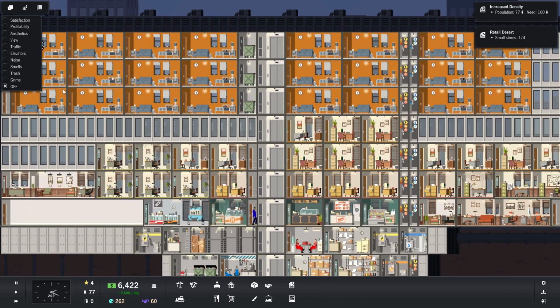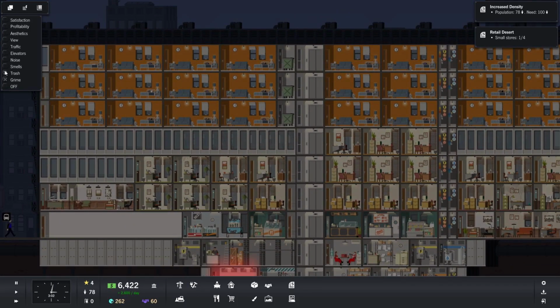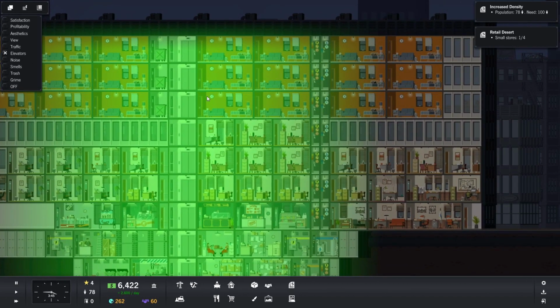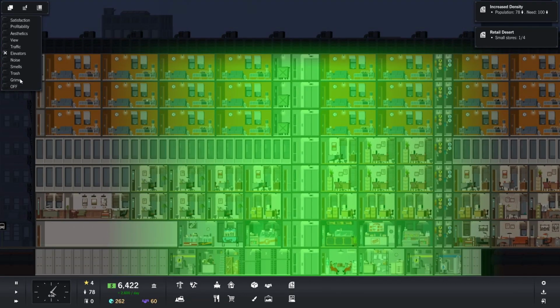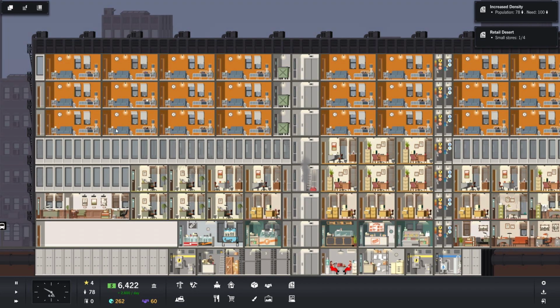Here we have a whole bunch of elevators going up to the top. We have grime. You can take a look at all these different schematics. Trash, smells, noise, elevators. As you can see, our elevators are not reaching too well over here. I probably should put some more elevators in over there. Traffic view. And you have to maintain everything.